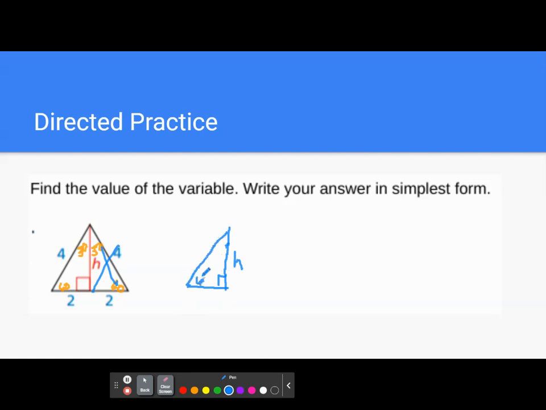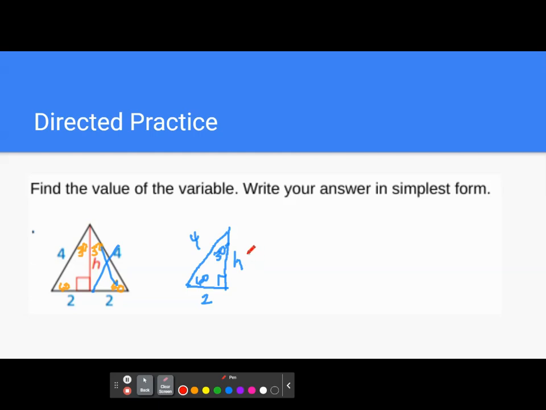This angle here was 60, this one was 30, this is 4, and this is 2. So I've got to find H. I've got to figure out H. So my question to you is: is H the short side, the long side, or the hypotenuse?